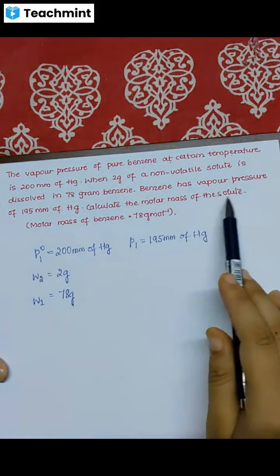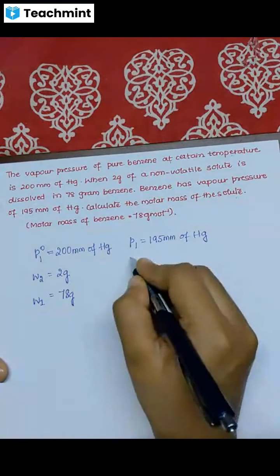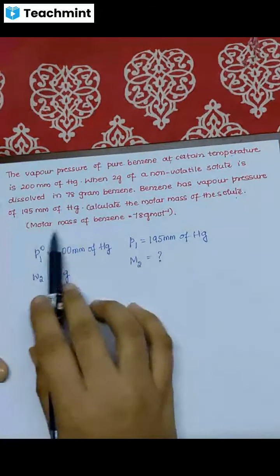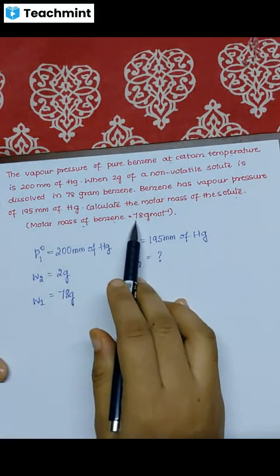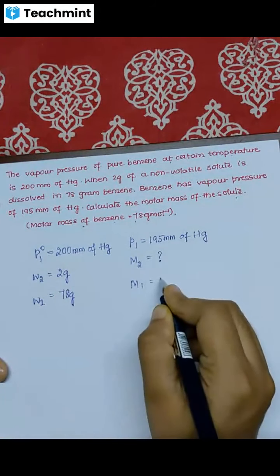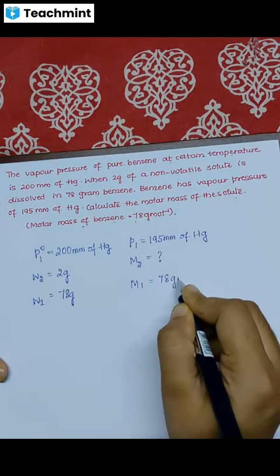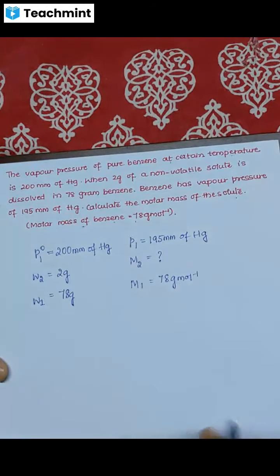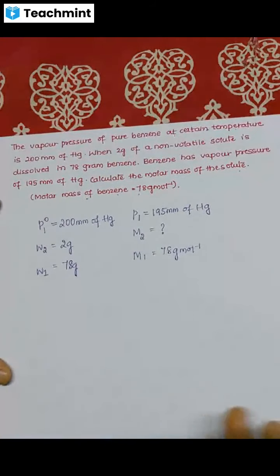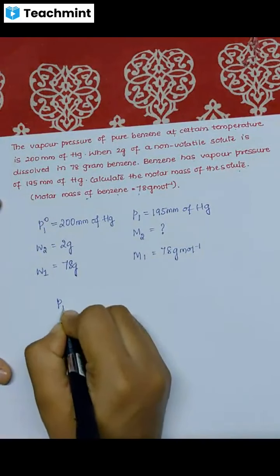Calculate the molar mass of the solute. So they have asked us to calculate what is M2. Molar mass of benzene equal to 78 gram per mole. So they have given us M1, that is 78 gram per mole. Yes. Now how we will solve it? What is the first thing you have to do? Write down the formula. What is the formula?